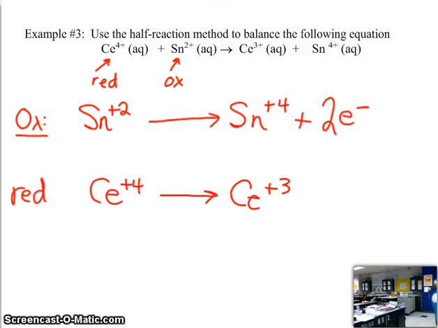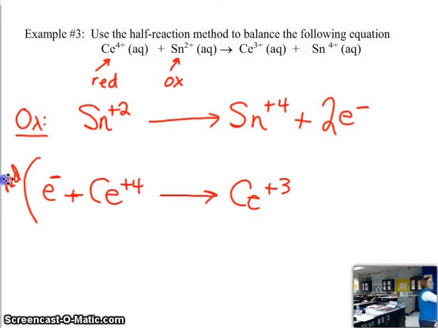So I go to the side with the higher charge, and I add electrons to make it equal. Now, how many electrons does Ce plus 4 need to gain to turn into Ce plus 3? Only 1. So I add 1 electron there for my reduction half reaction. Okay? Now, the electrons lost must always equal the electrons gained. And right now, 2 were lost and 1 was gained.